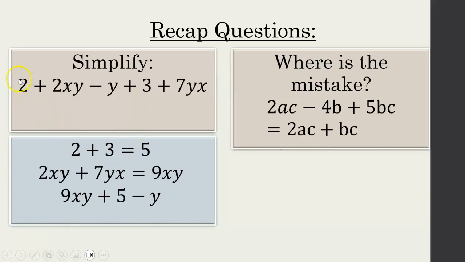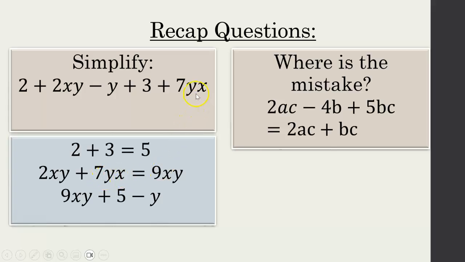So first off, I have my numbers. 2 and 3. So 2 plus 3 is 5. The constants. Xy. Now I know that's yx. I can swap the y and the x around, doesn't matter. So I have 2xy plus 7yx. Well, that's equal to 9xy. Or I could write it as yx. Doesn't matter. xy, yx, whatever you like. In this case, I just chose xy. What about the y? Can I do anything with this y by itself? No. So it's just 9xy plus 5 minus y. That's my final simplified answer.